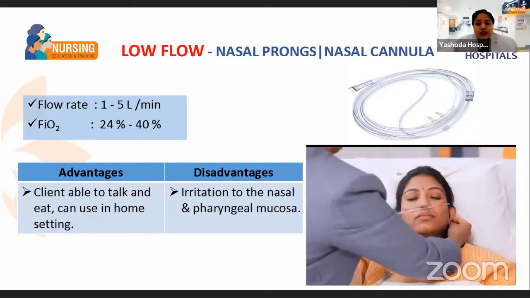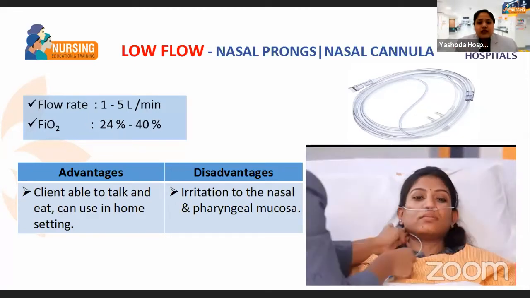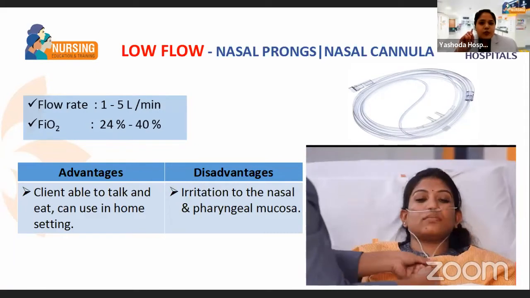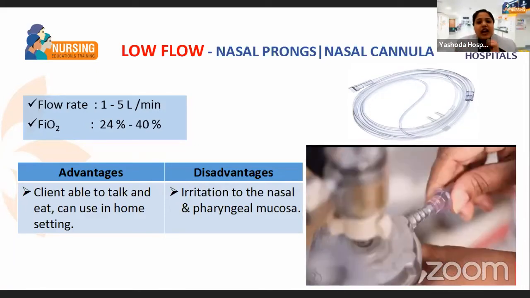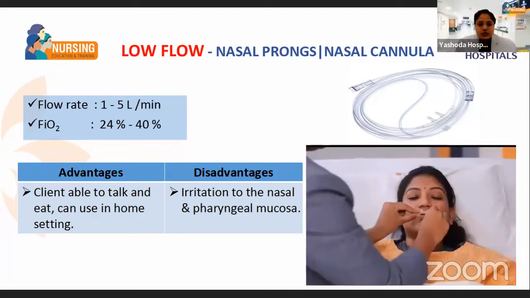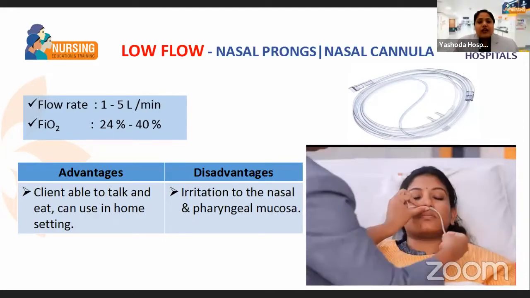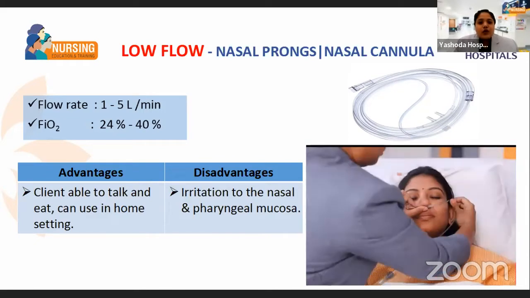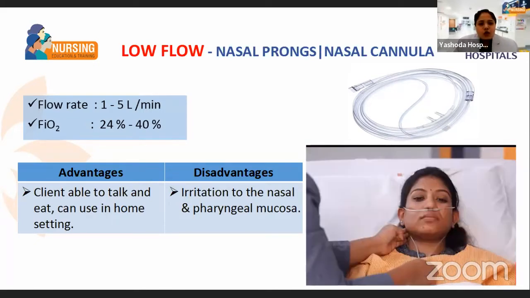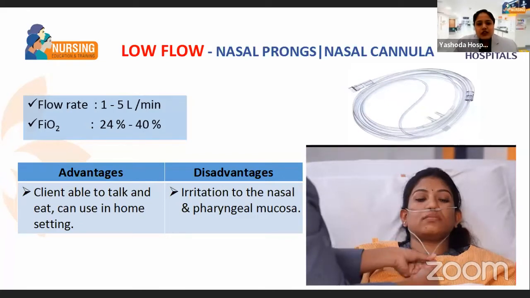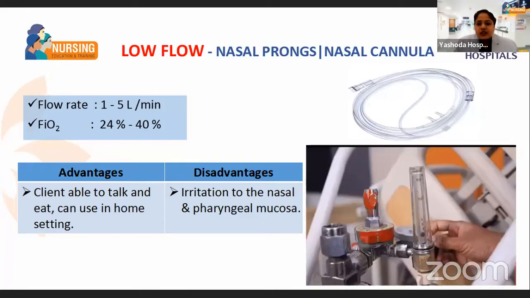The important thing, you should not fix the nasal prongs to the occiput region. It will cause a pressure ulcer. So you have to adjust under the chin. That is very much important. You all need to remember. And the main disadvantage of these nasal prongs is it will cause nasal irritation. Apart from that, for a low flow to maintain the saturation levels with the flow rate of 1 to 5 liters, it's the best option.